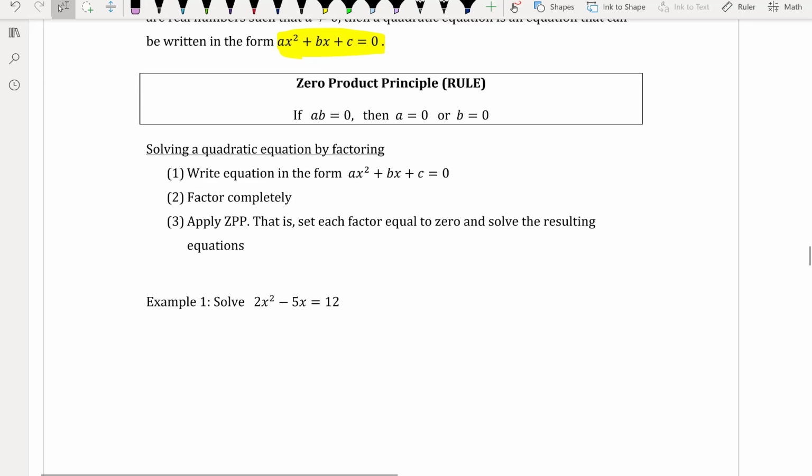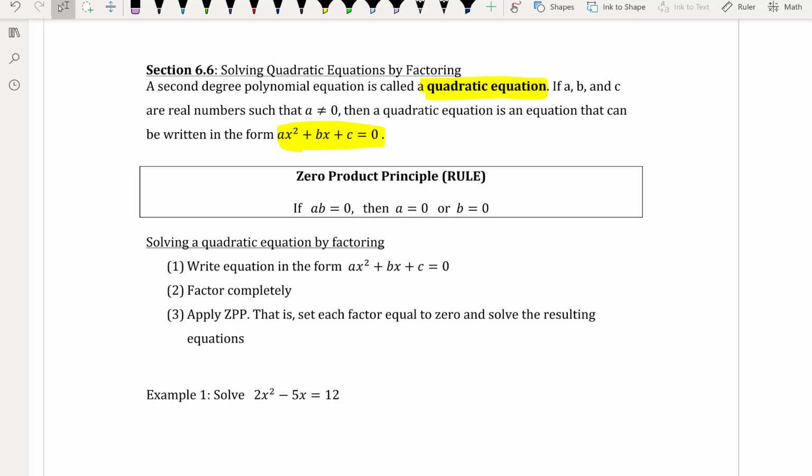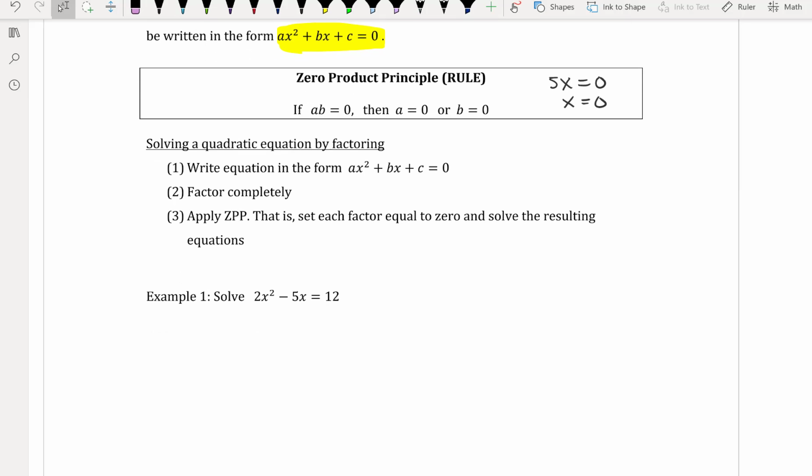So the zero product principle tells us that if two numbers multiply together to give me 0, then one of the numbers must be 0. For example, if I have 5x is equal to 0, then it must mean that x is equal to 0, okay? All right, so here we go.